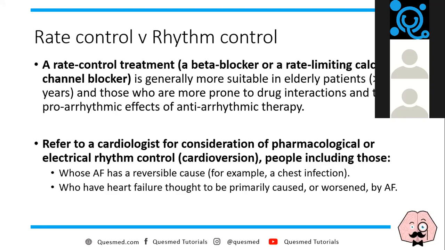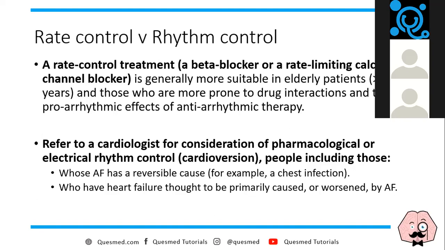So thinking about what the options are if we're going for rate control? Well, we can use a beta blocker or a rate limiting calcium channel blocker. So that's normally diltiazem or verapamil. And it's really important to make sure you take a good drug history and make sure there's no contraindications to these drugs. Let's say you've tried one of these medications, but the rate's still not adequately controlled. You can obviously then try further doses of that same medication, or you can try combination therapy. So you could add a beta blocker with something like digoxin.